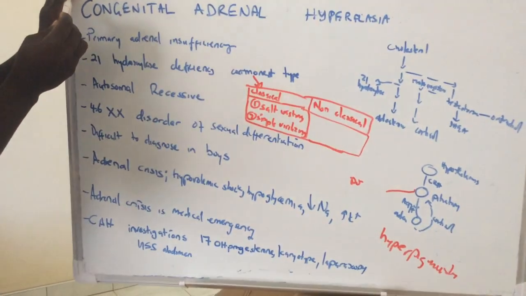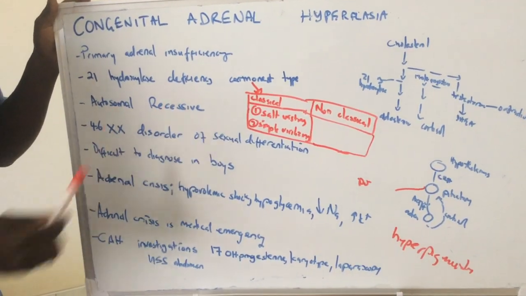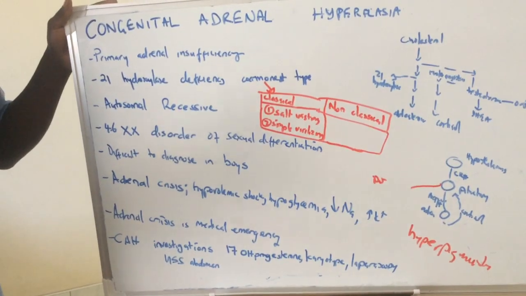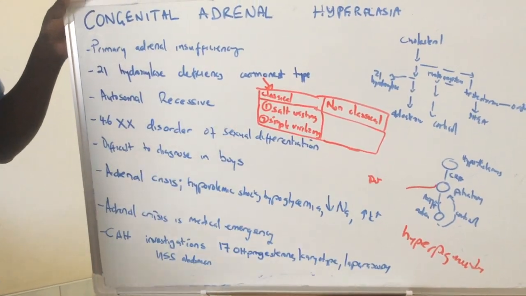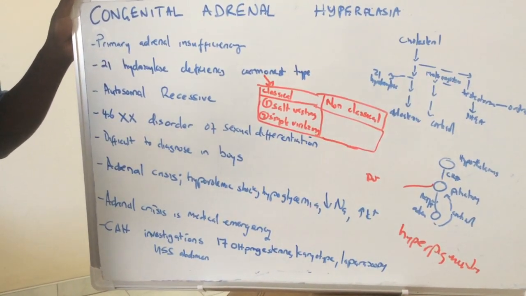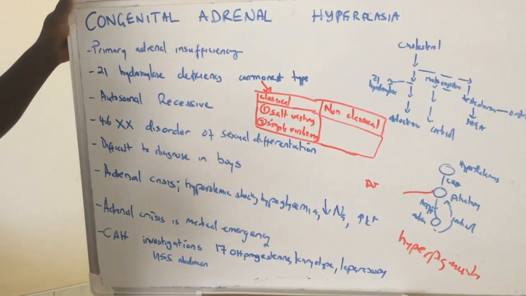Then this condition is inherited. It's an autosomal recessive condition. So it means that it's on chromosome 6, and so it means it has to be in both parents. Both the mother and the father must be carriers of the genetic mutation which occurs in congenital adrenal hyperplasia.